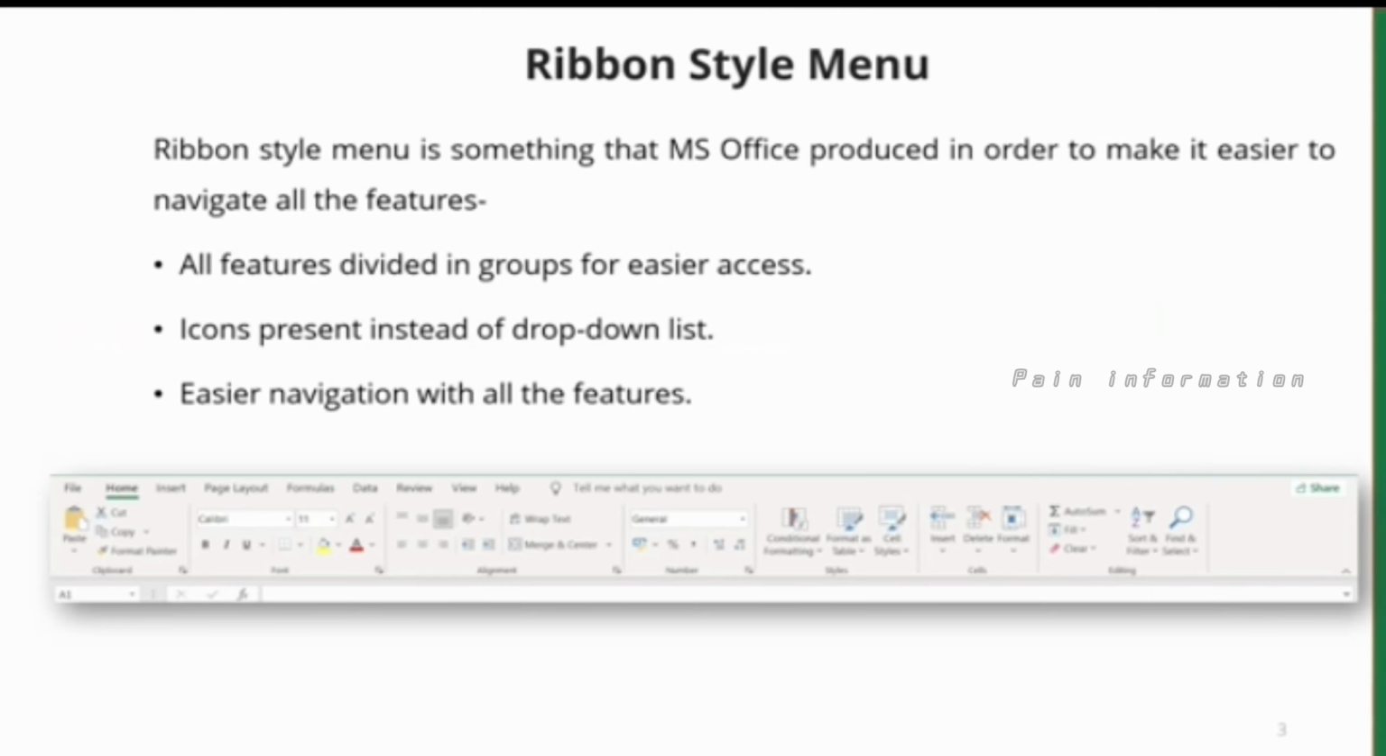And what the ribbon menus help us do is to navigate and use the features easily. They are divided in groups for easier access. There are icons present, and obviously navigation is much easier. You do not have to search and scroll through all the functions and the features that are available. I mean, how easy that makes our life when we are working, because we can actually go to each and every ribbon menu and figure out what are the functions or features we might require when we are creating a certain document, be it Word, be it presentation, be it a worksheet.